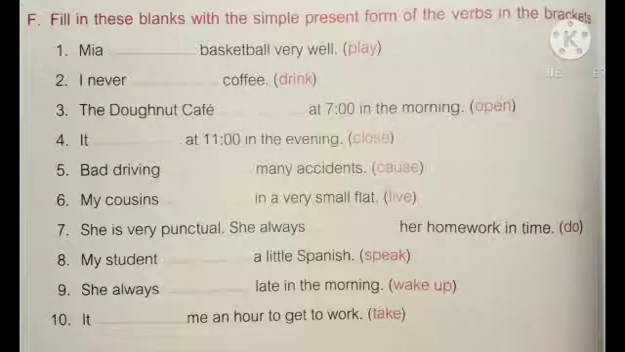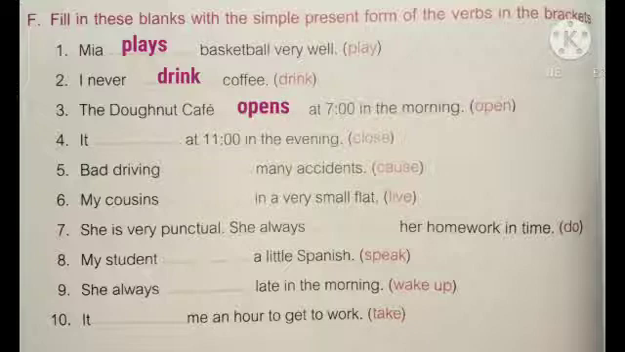F. Fill in these blanks with the simple present form of the verbs in the brackets. First one, Mia dash basketball very well. Mia plays basketball very well. Second, I never dash coffee. I never drink coffee. Third, the donut cafe dash at 7 in the morning. The donut cafe opens at 7 in the morning.